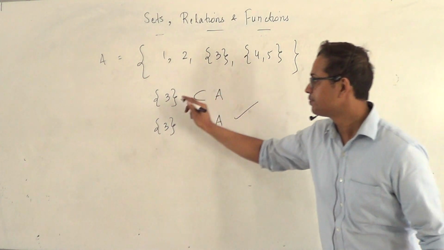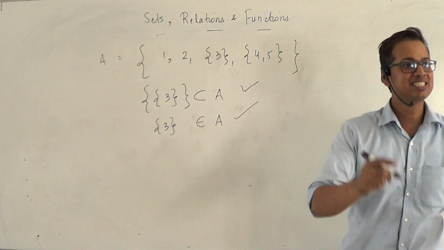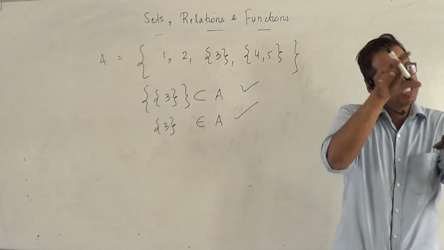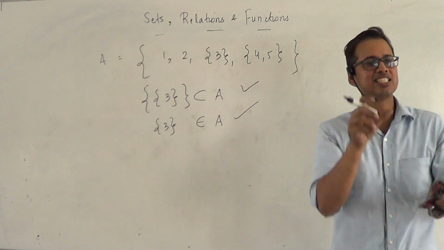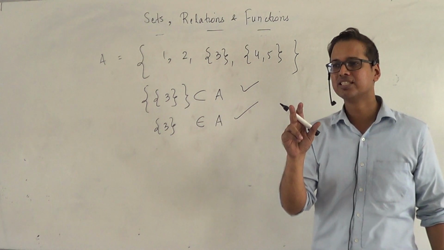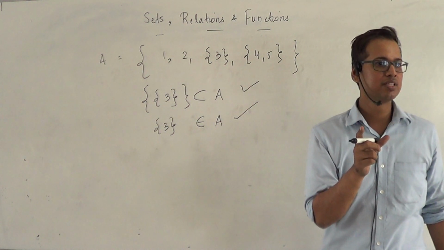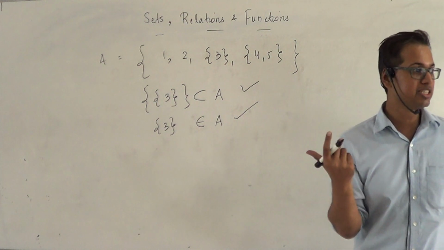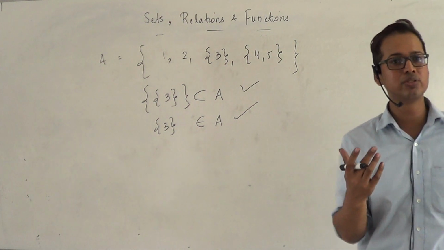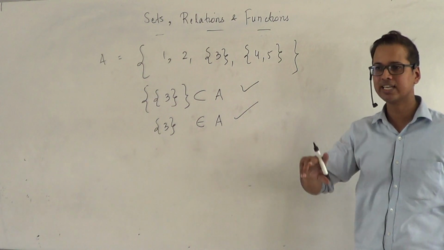This is not correct. However, this is correct. The set containing 3, that is a subset. Just 3 is an element. Please be very careful about this, because a question may come, in fact it can come in a JEE exam also. I've seen people misusing the notation of subset and belongs to. Are you getting the point?